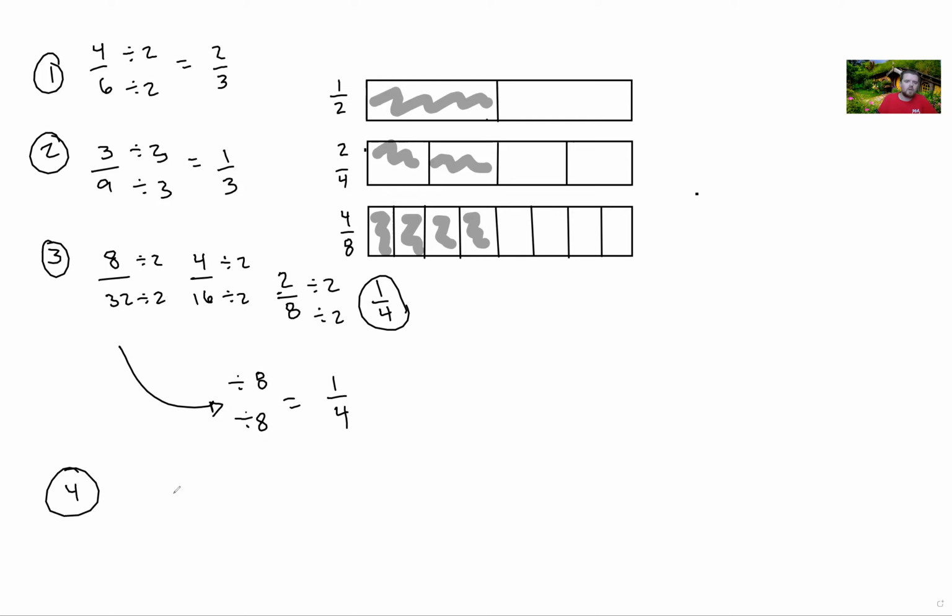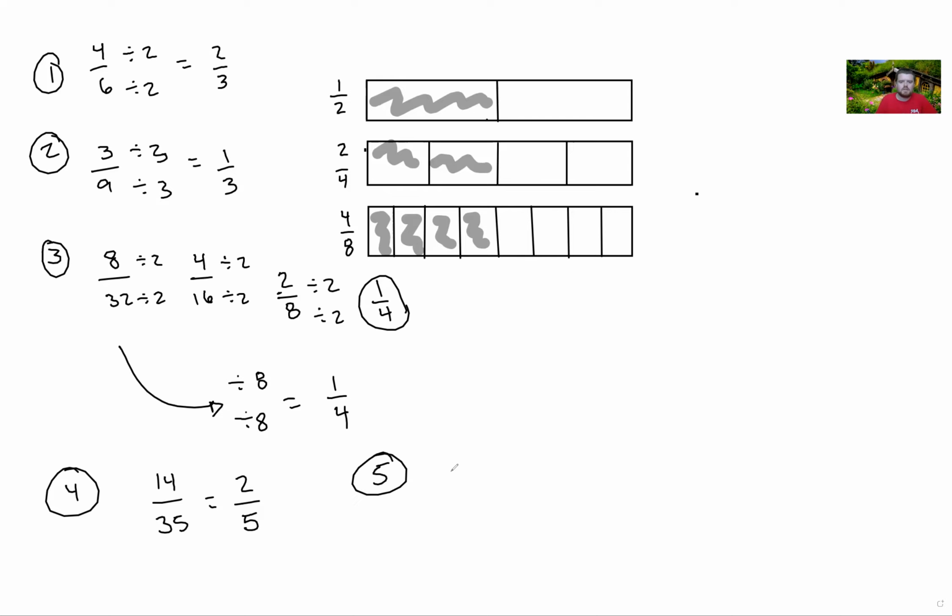So be careful with that. Let's do a couple more. Number 4, let's say we have 14/35. Both of these are multiples of 7. So 14 divided by 7 gives me 2. 35 divided by 7 gives me 5. My answer is 2/5.